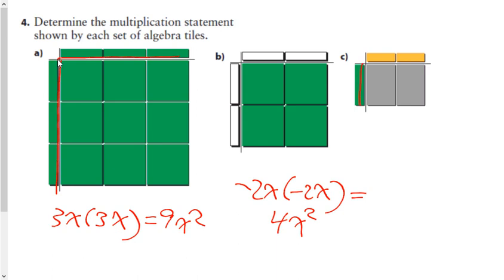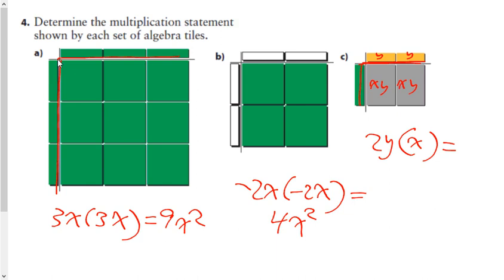This is going to be right here. These are y tiles. And the length is y and the width is 1. So it's going to be a 2y multiplied by a 1x. And our answer is these little gray ones, which we're going to call xy.